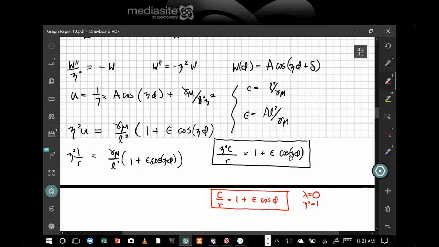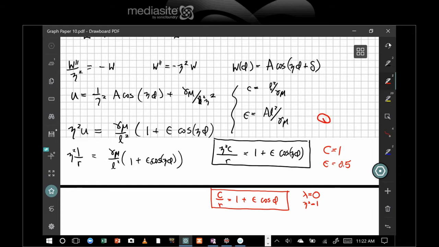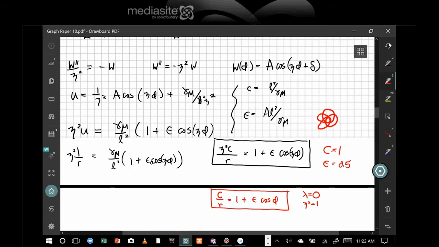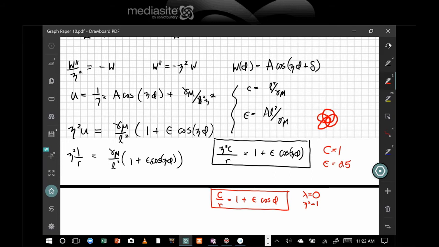Say I do a problem where I set c equal to 1 and epsilon equal to 0.5. That's an ellipse. In a Kepler problem, I'll have an ellipse like this. But in this problem, if eta is not a rational factor of pi, it's going to come around and miss, and then do this, and miss the second time, and do that, and miss, and do that. That's a precessing ellipse.